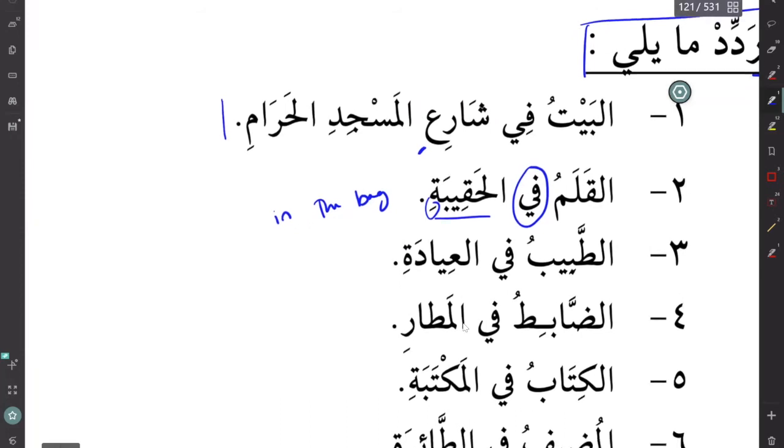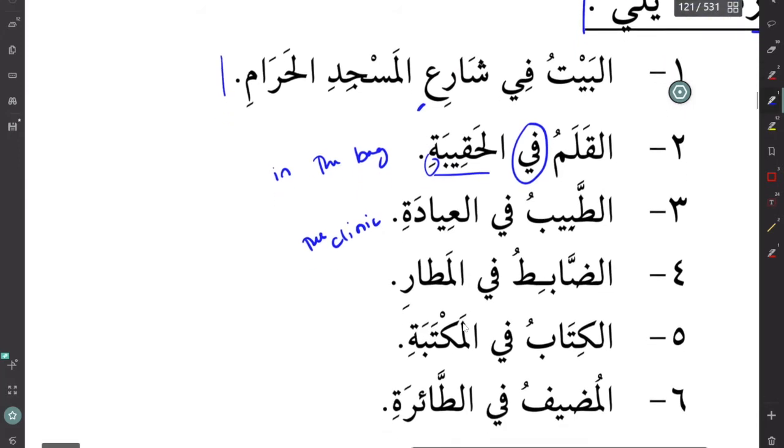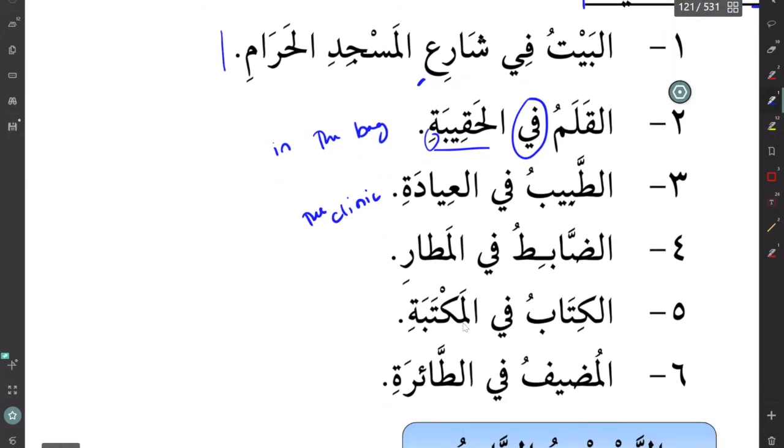At-tabibu. What is at-tabib? It is the doctor. The doctor fil iyada. Remember, iyada is the clinic. So the doctor is in the clinic, right? Al-dabitu fil matar. الضابط is the officer. The officer is in al-matar. Matar is what? Airport. We had all of these words before. And we have a kasra because of fi.